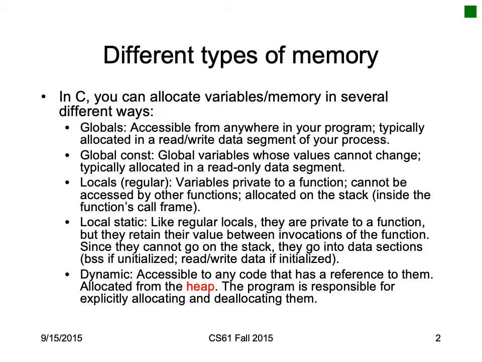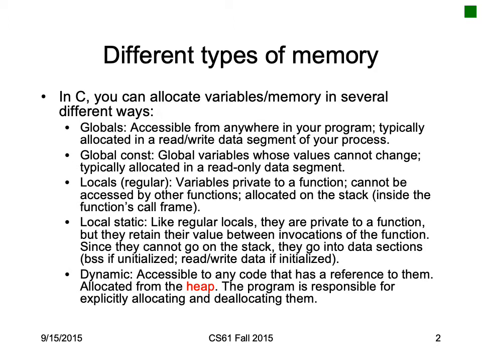Then you have local variables. These are the variables that get created when you invoke a function and live on the stack. They are private to a particular function, and for the most part, they only live as long as that function is executing. And when the function returns, the variables sort of disappear.